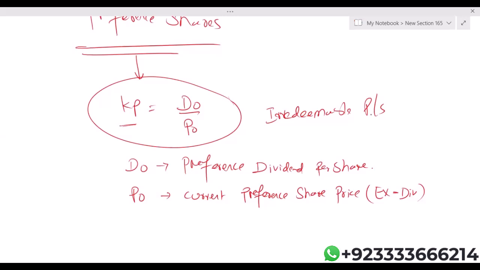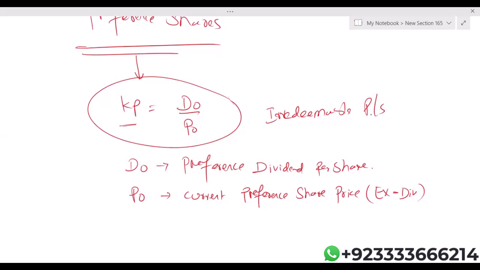Now listen to me carefully. I've not seen this, but I'm just giving it to you for the sake of knowledge. If someone asks you, preference shares can be redeemable or irredeemable. If the preference shares are redeemable, then by using IRR, you will be calculating Kp. Again, 1 minus tax does not come in case of preference shares, either redeemable or irredeemable.